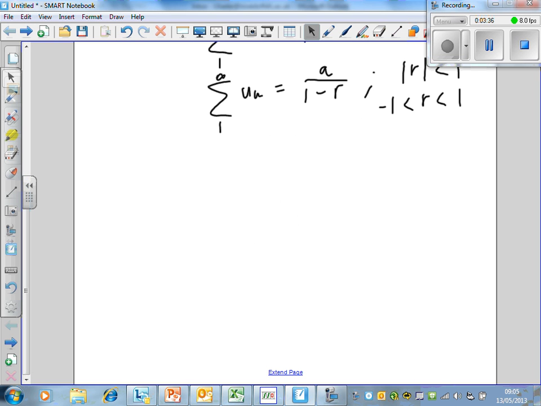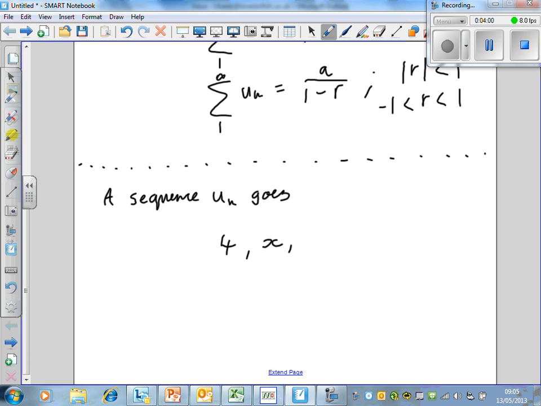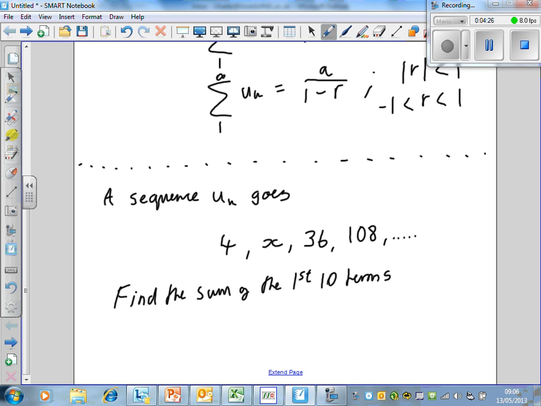So, right. The sequence u_k goes 4, x, 36, 108. Find the sum of the first 10 terms. Find the sum of the first 10 terms.